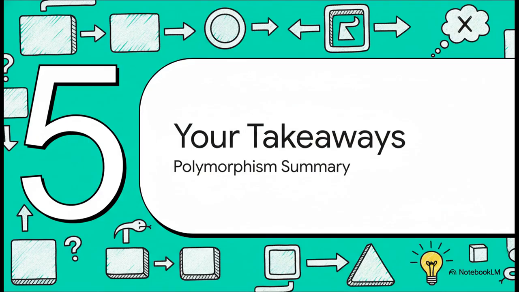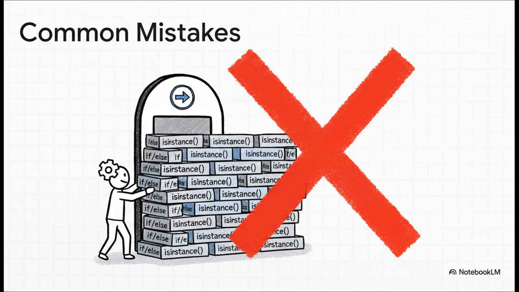All right, let's bring it all home. We're going to recap the big ideas from this explainer and, just as important, point out a few common traps that beginners often fall into. So the number one red flag, the thing you want to avoid, is scattering isinstance all over your code. The moment you start manually checking an object's type, you're fighting against polymorphism, not using it. The whole point is to just trust that the object you have can do the job, whether it's through inheritance or because it's the right kind of duck.